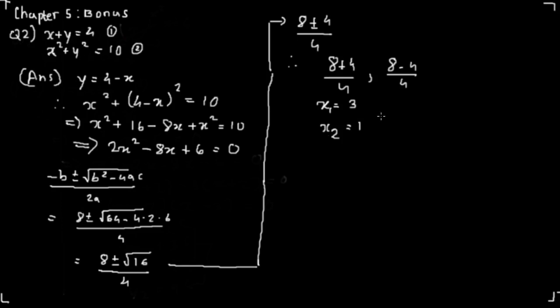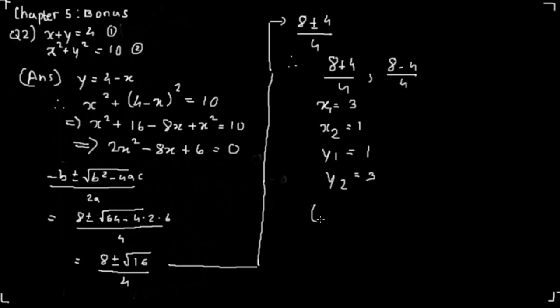Okay, so these are the values I got. I just used the equation. So from here you can plug these back in, right? You can plug them back into the y equals 4 minus x equation. So this is just y1, which is equal to 1, right? And then y2 is equal to 3.